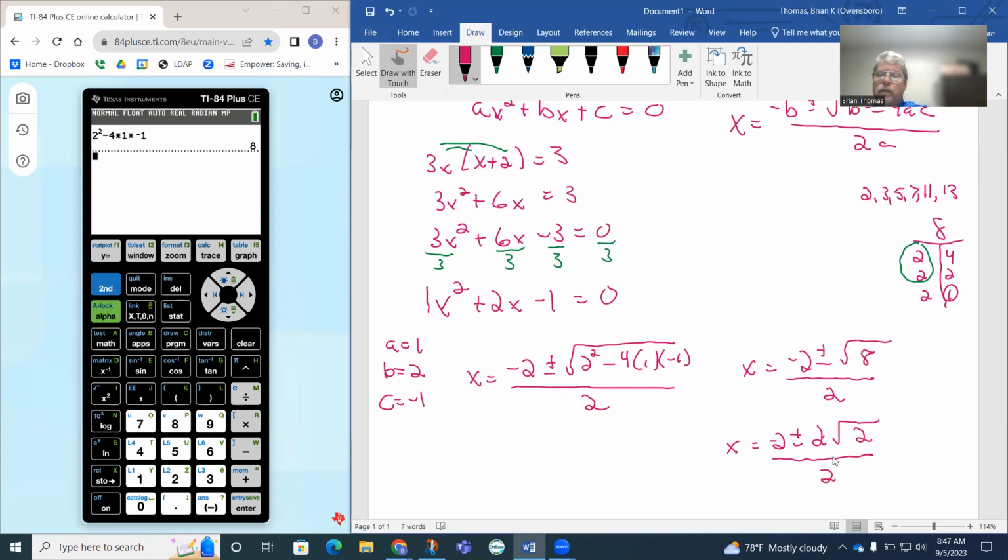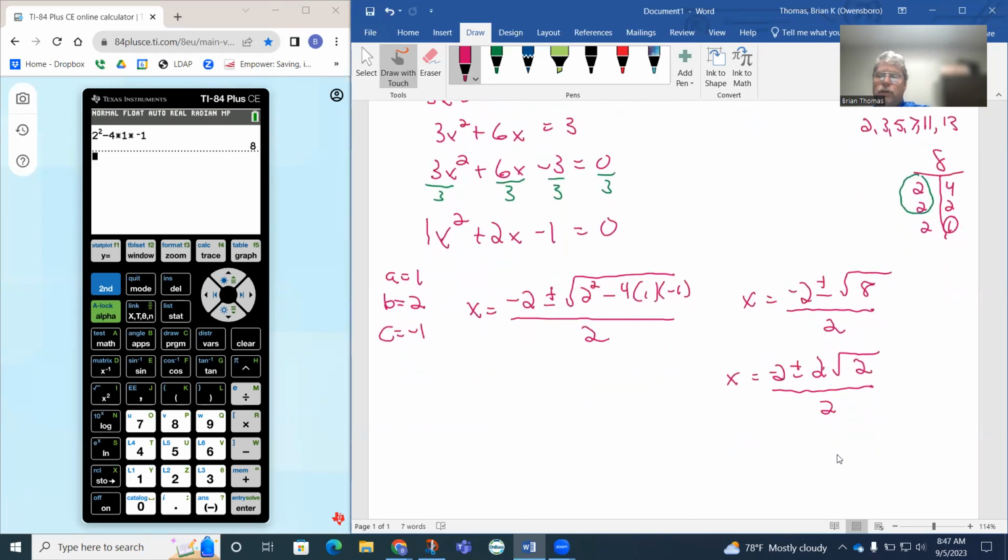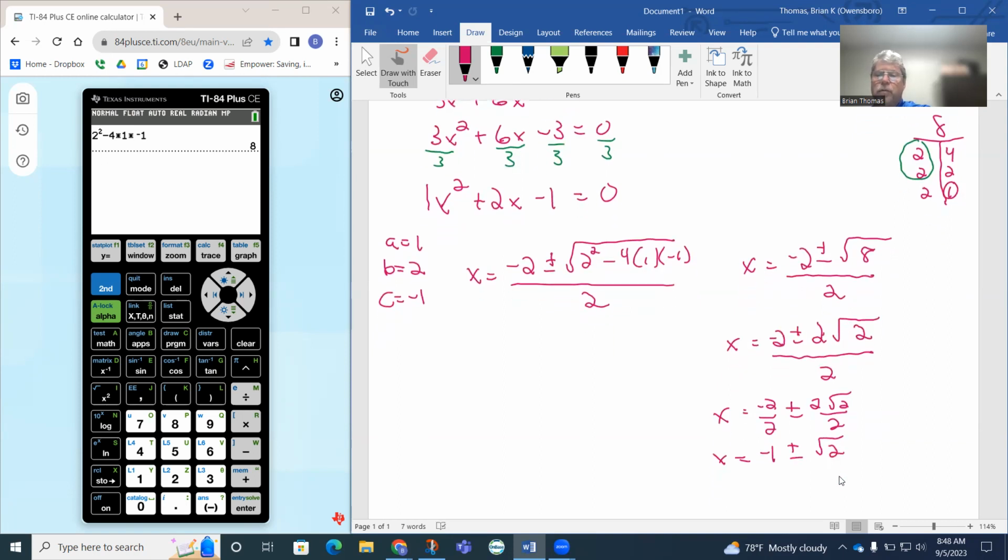So our next strategy to simplify this is to separate it into 2 separate fractions. So I have negative 2 over 2 plus or minus 2 square root of 2 over 2. Notice that negative 2 divided by 2 can be simplified. That would be a negative 1. And notice how these 2's divide out, and that's going to give me plus or minus the square root of 2. So my answer is negative 1 plus or minus the square root of 2.